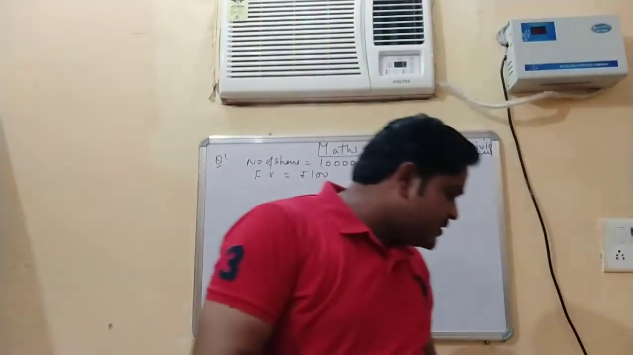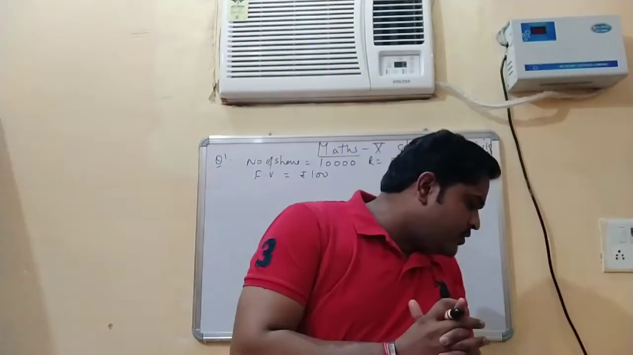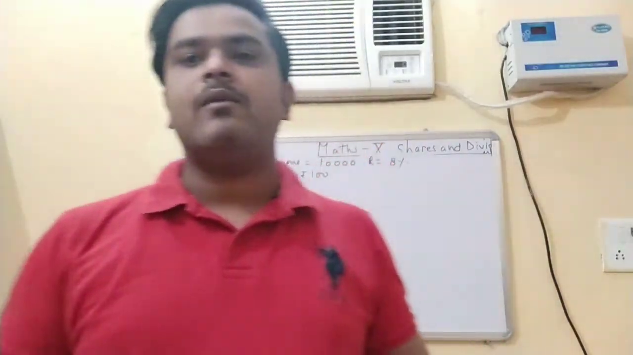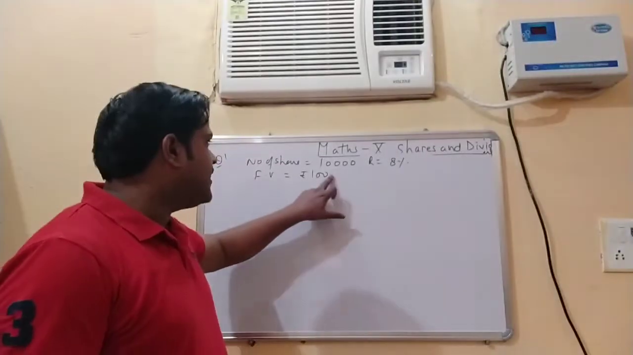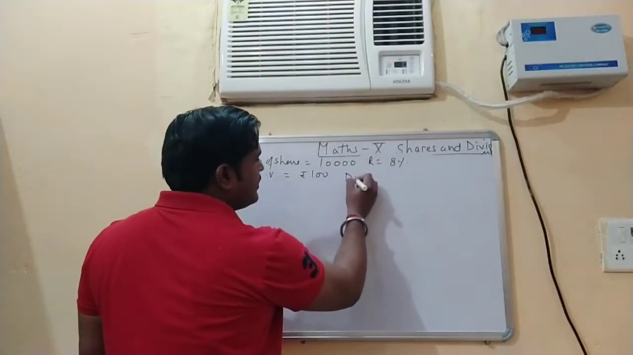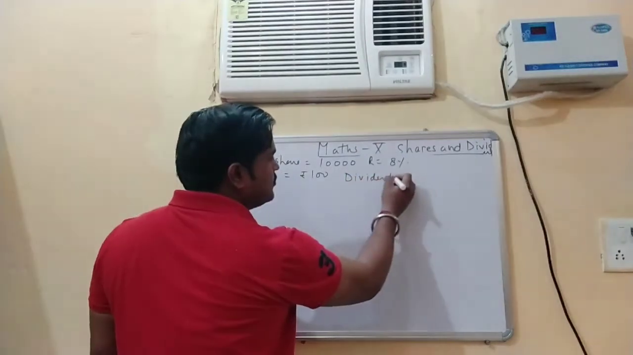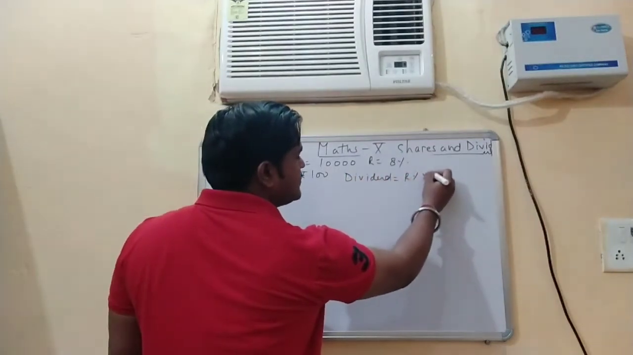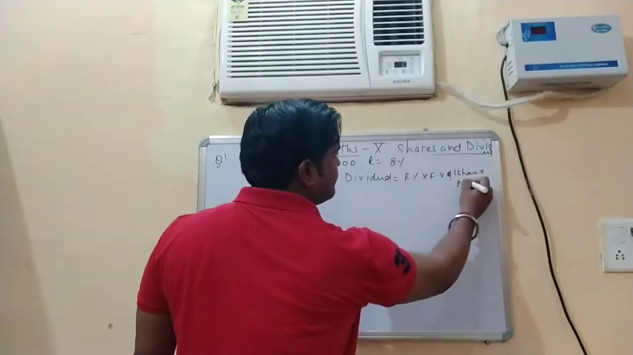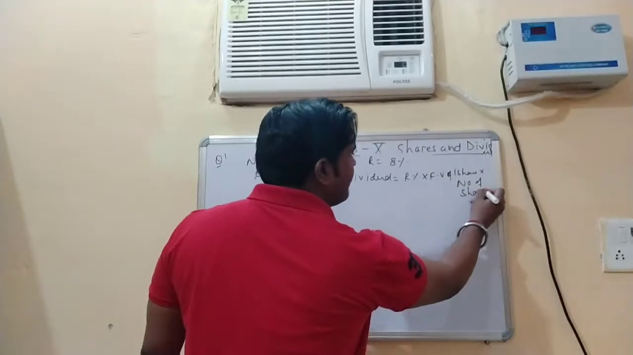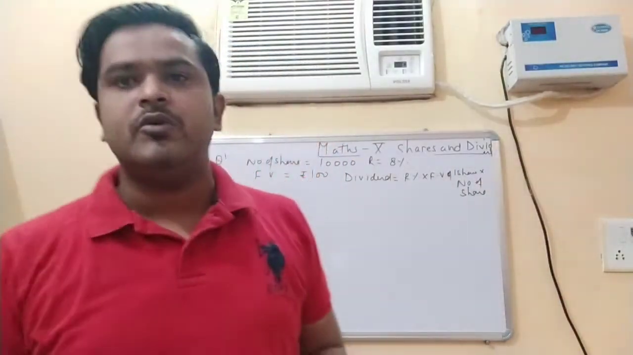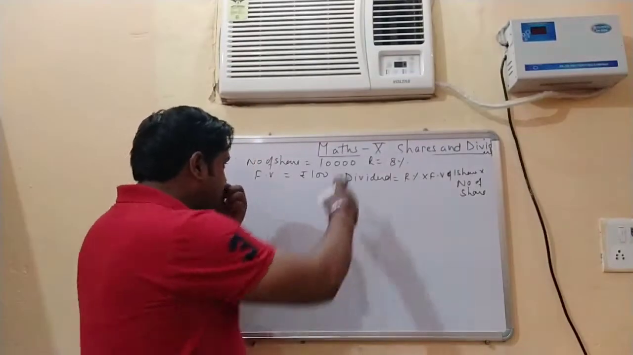The first part of the question asks: calculate the total amount of the dividend paid by the company. So in this question, students, you have to calculate the amount of dividend paid. The formula for dividend is equal to rate percent into face value of one share multiplied by number of shares. All the values are already given, so we just have to substitute the values.